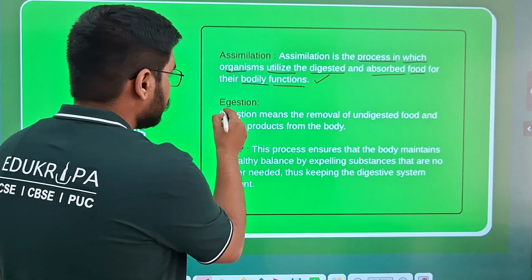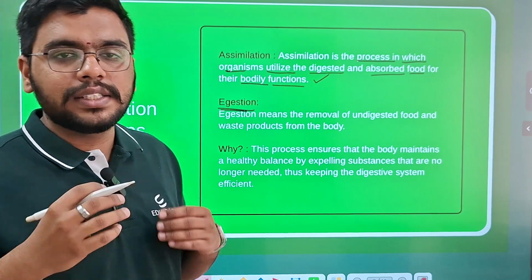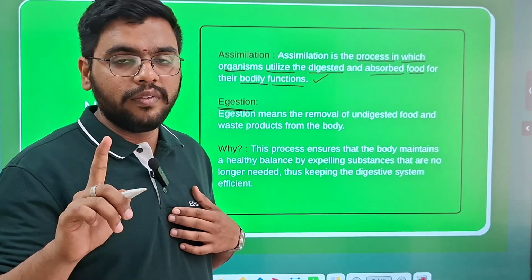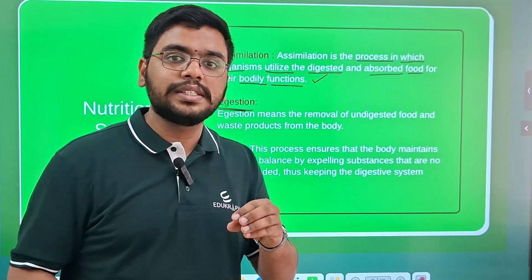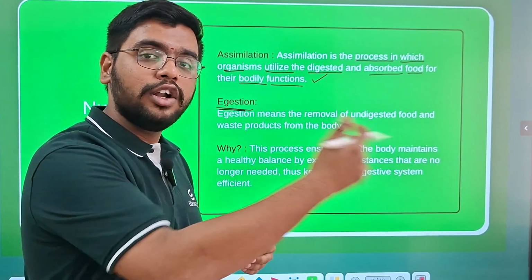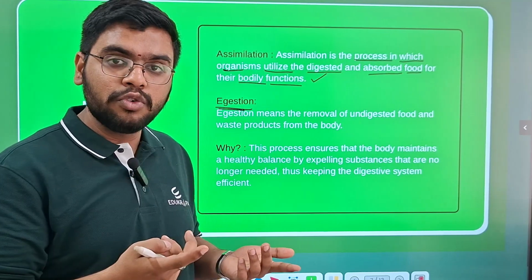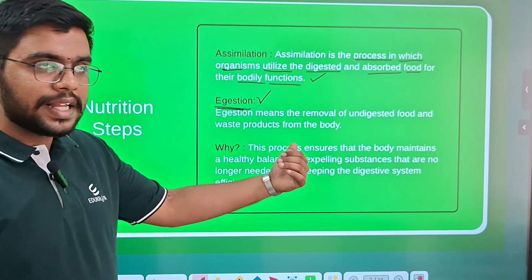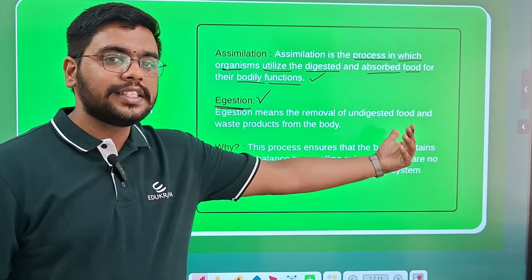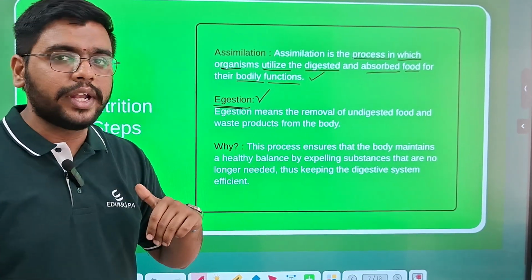Next, egestion. Do you think that all the food that we eat is all the food that we utilize? No, we can't utilize 100% of the food we eat. There are some unwanted substances which will be left at the end of the digestion process. How is it removed from the body? It is removed by the process of egestion. What is egestion? Egestion is the removal of undigested food and waste products from the body.